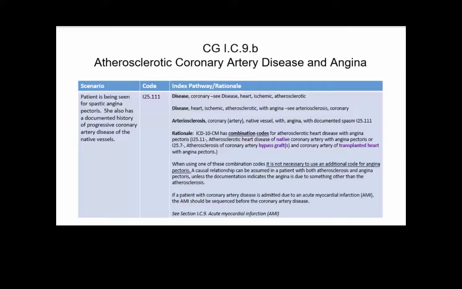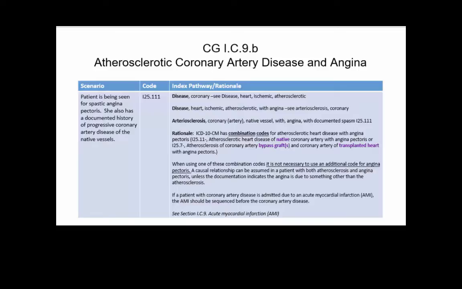And you also notice the two combination codes are given in the guidelines. I25.11-, which is for atherosclerotic heart disease of a native vessel, meaning the patient's own vessel with angina, or I25.7-, which is atherosclerosis of a coronary artery bypass graft and coronary artery of a transplanted heart. So that second code, I25.7-, is for atherosclerosis of coronary artery that is not the patient's own artery or original artery they were born with. I25.11- is the heart disease of the native coronary artery, both of these with angina.